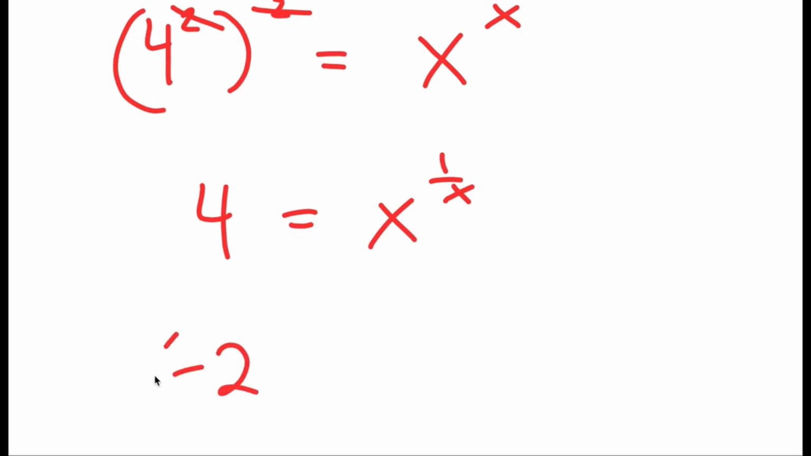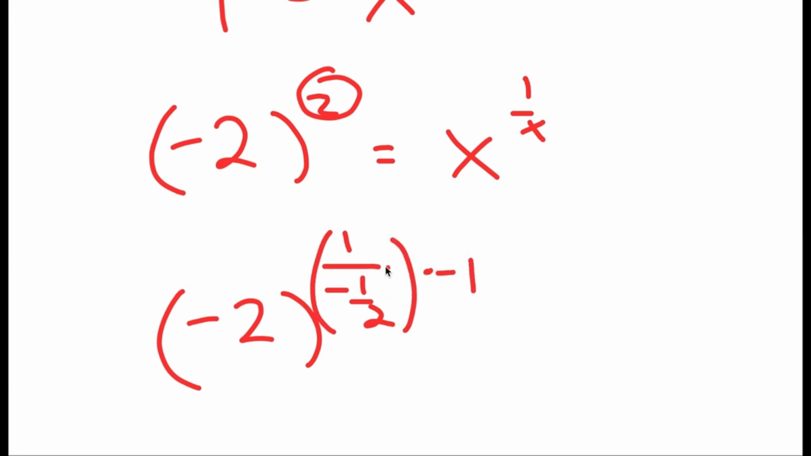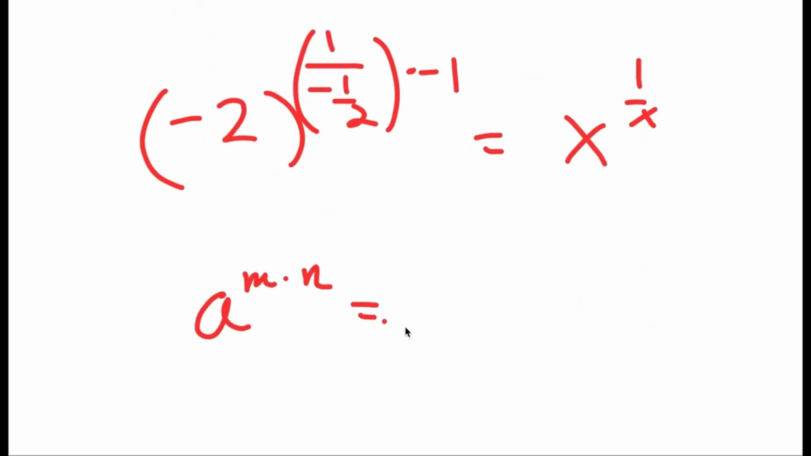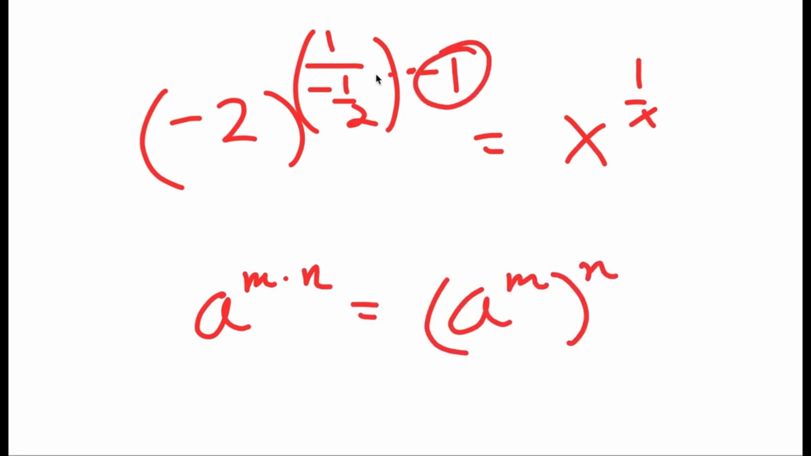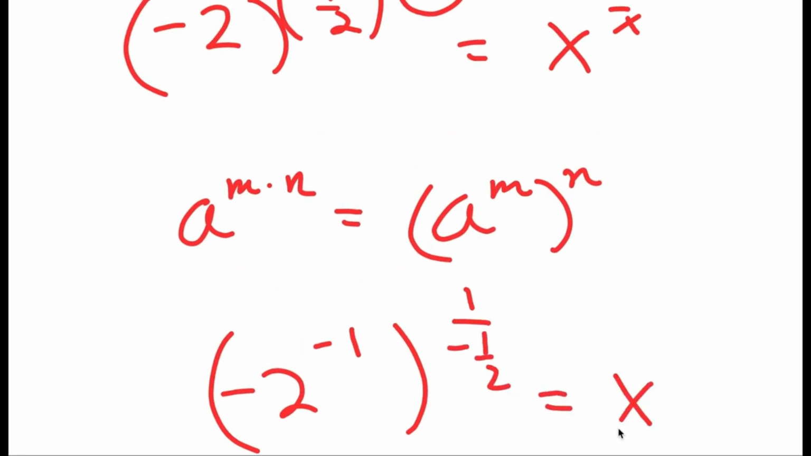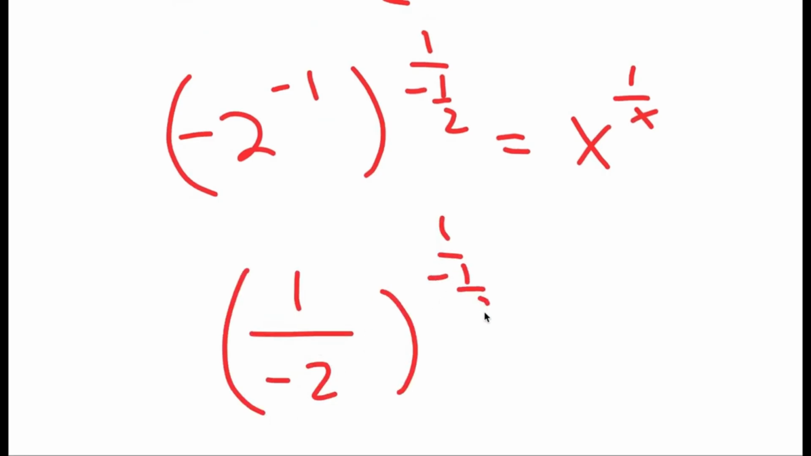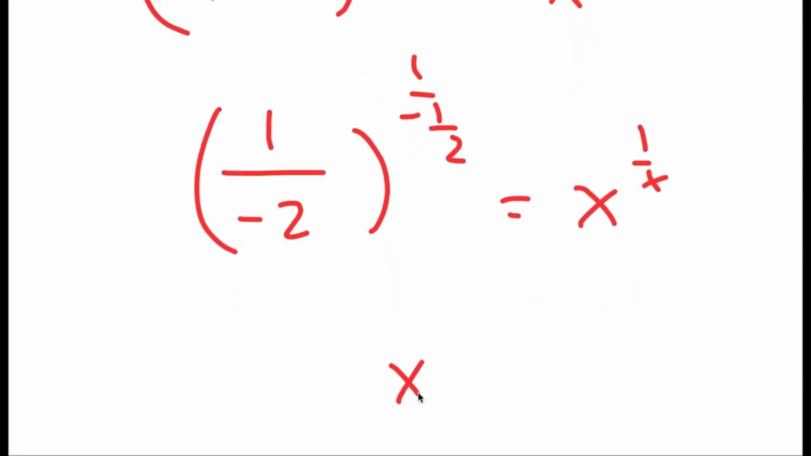Now 4 is the same thing as negative 2 squared. And 2, our exponent here, I can rewrite as 1 over negative 1/2. And I have this times negative 1. So I have 1 over negative 1/2 times negative 1. And remember, if I have something in the form a to the power of m times n, this is equal to a to the power of m to the power of n. So this negative 1, I'm going to move to be an exponent of negative 2. So I get negative 2 to the power of negative 1 to the power of 1 over negative 1/2 is equal to x to the power of 1 over x. And negative 2 to the power of negative 1 is 1 over negative 2. So my solution here is negative 1/2.